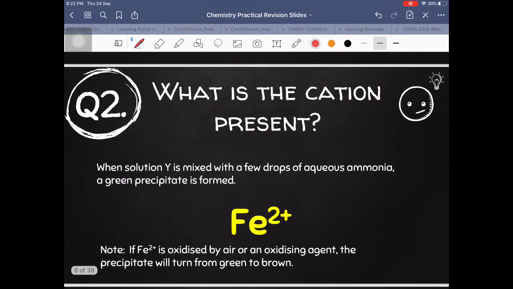Let's move on to question 2. When solution Y is mixed with a few drops of aqueous ammonia, a green precipitate is formed. A very strong hint is that a green precipitate is formed. So what is the cation that is present? It will be iron 2+. And please note, if iron 2+ is oxidized by air, the precipitate will turn from green to brown.